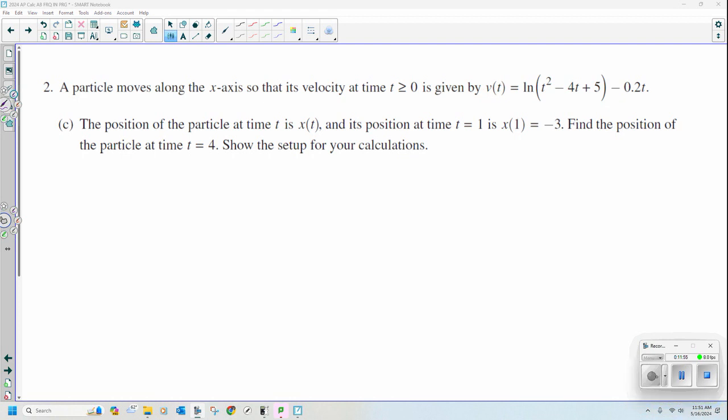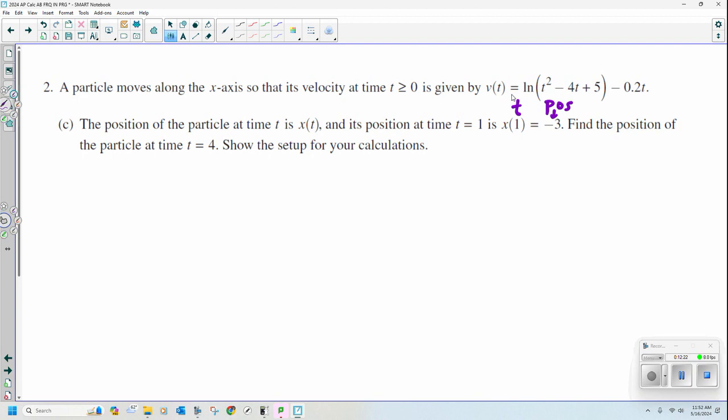2C. The position of the particle at time t is x of t. And the position at time t equals 1, x of 1, is negative 3. That means when the time is 1, the position is negative 3. Find the position of the particle at time t equals 4. Show the setup for your calculations.